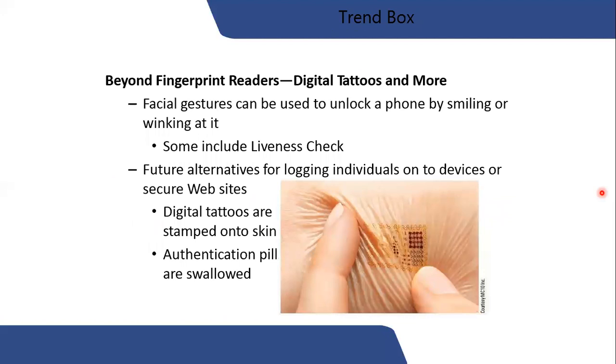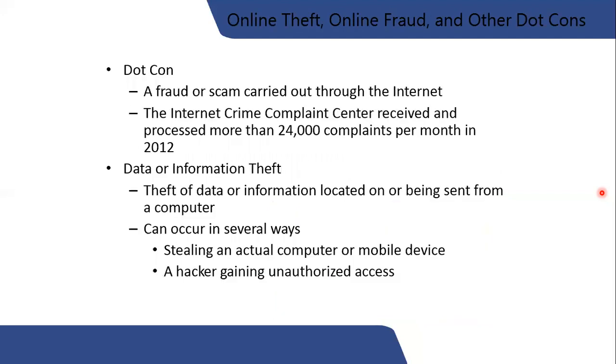Beyond fingerprint readers, digital tattoos, and more. Facial gestures can be used to unlock a phone by smiling or winking at it. Some include a liveness check, future alternatives for logging individuals onto devices or secure websites. Digital tattoos are stamped onto skin, authentication pills are swallowed, and many other things.